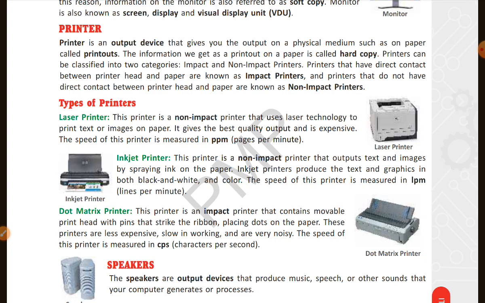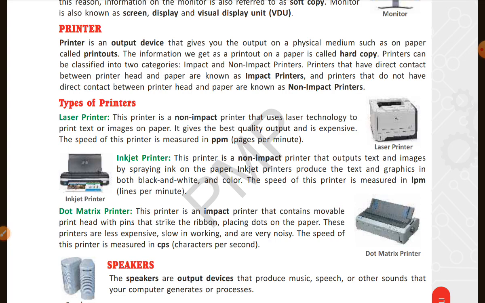The speed of the printer is measured in LPM or lines per minute. This means the speed of inkjet printer is measured in LPM. Lines per minute means how many lines the printer prints in a minute.